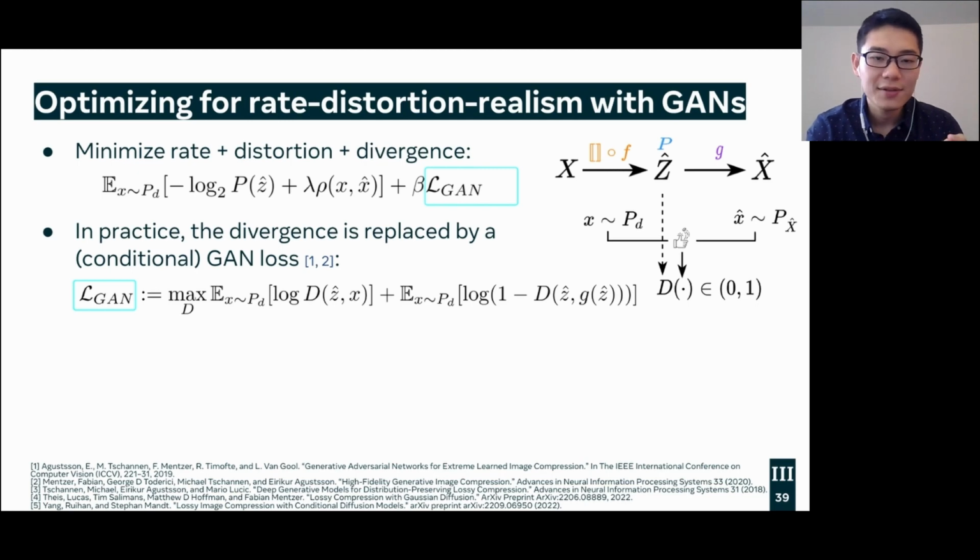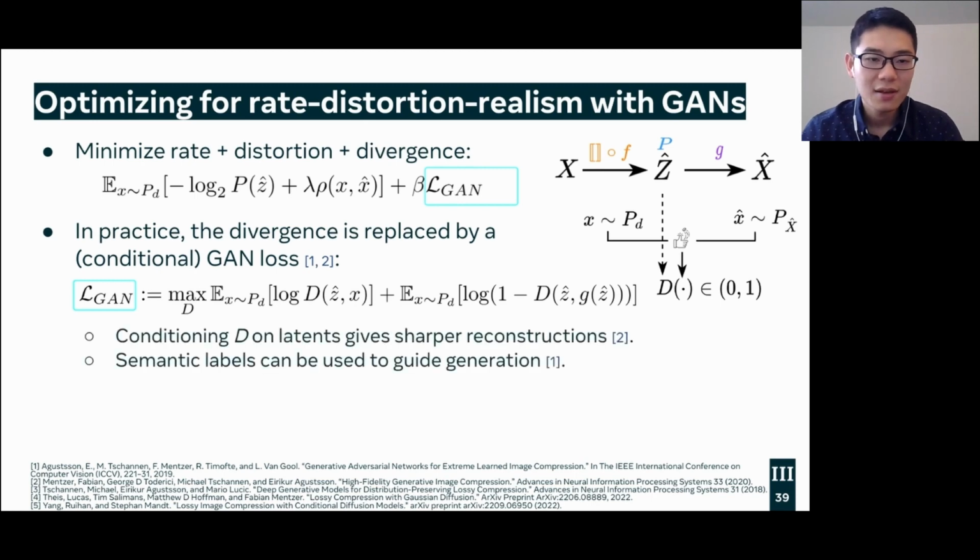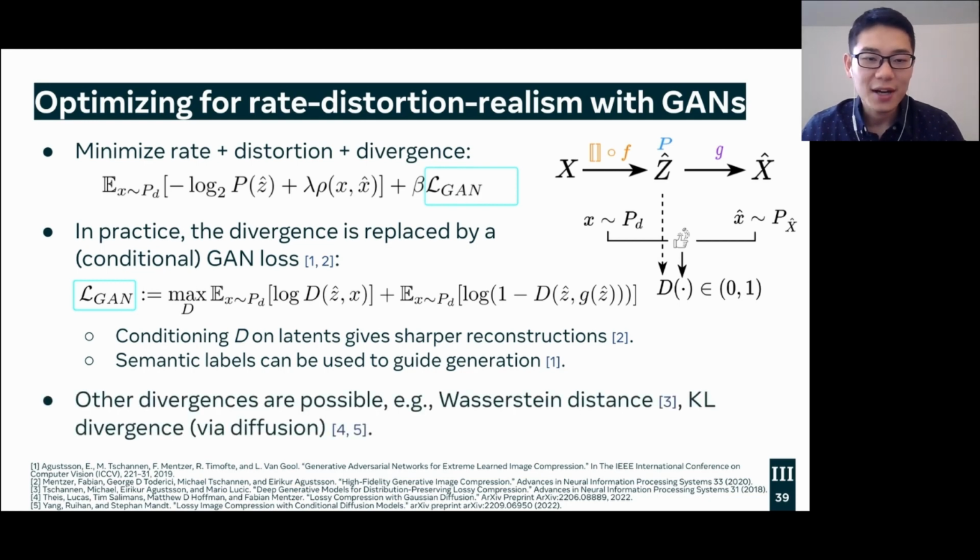And often the discriminator is also conditioned on the latents, and this has been found to give sharper reconstructions. It's also possible to use semantic labels, such as object bounding boxes, to guide the generator to selectively hallucinate certain parts of the image, while preserving the more relevant parts to have low distortion. And this can give us further bitrate savings. Of course, other divergences are also possible. People have investigated Wasserstein distance and KL divergence in the case that a diffusion probabilistic model is used as the decoder.